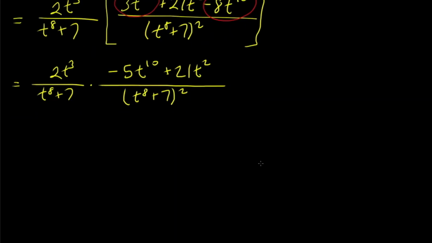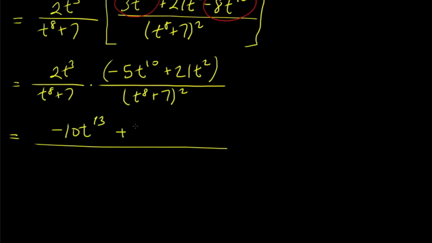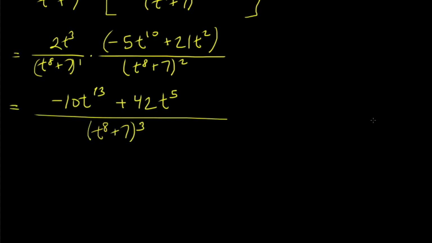Okay, so now just distribute in the numerator. You're going to get negative 10t to the 13th power plus 2 times 21, so 42t to the 5th power. And then in the denominator, we have t to the 8 plus 7 to the 1 times the same thing squared. So 1 plus 2 is 3, so the exponent there is 3. And I think we got it. I think that's probably good enough.